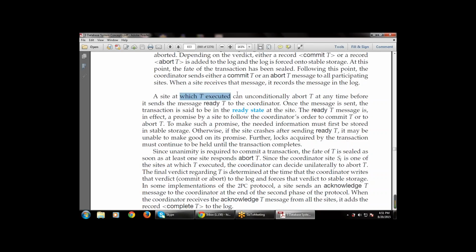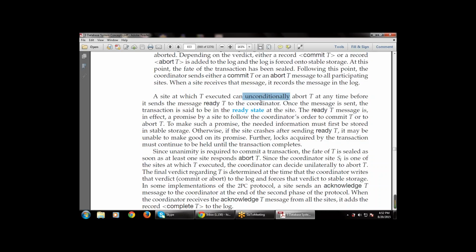A site at which T executed can unconditionally abort T at any time before it sends the message ready T to the coordinator. Once the message is sent, the transaction is said to be in the ready state at that site. The ready T message is in effect a promise by the site to follow the coordinator's order to commit T or to abort T.